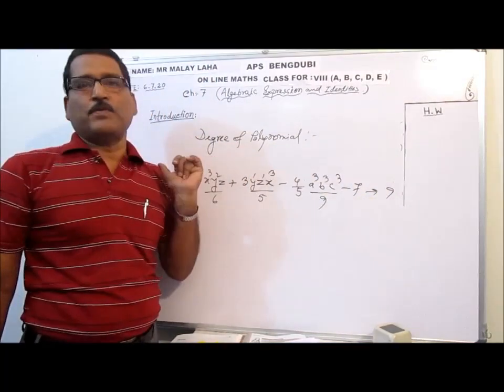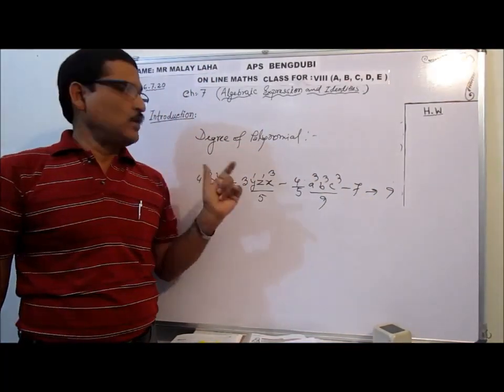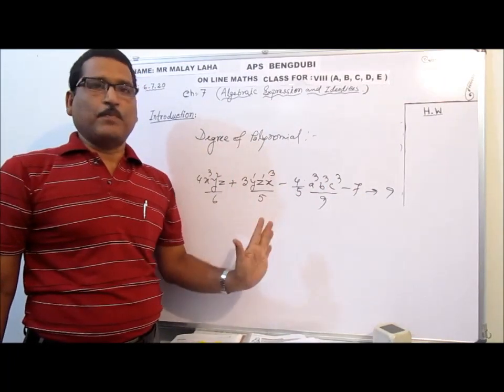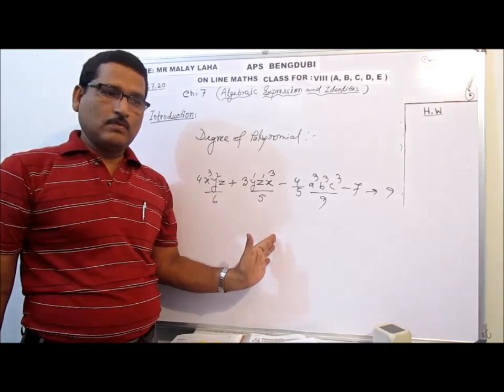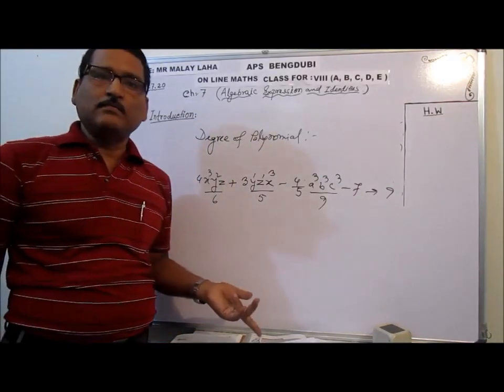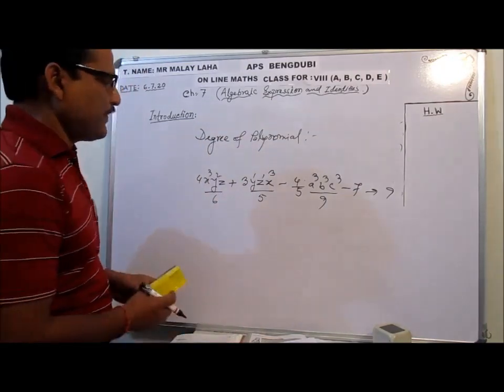Then the highest power will be the degree of the polynomial. Understood? Don't simply see the power of the polynomial; it will be the degree of the polynomial. Understood? The highest power. Now a polynomial may consist of one term, or then how do you define the polynomial?